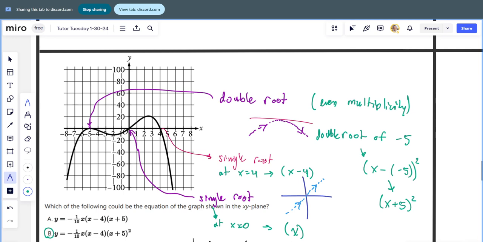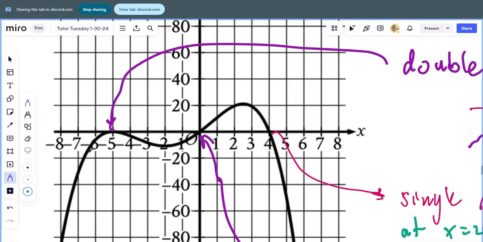We can tell if it's a single or double root based on how the graph behaves around that root. If you look at the point -5, the function approaches that root and then bounces back. It doesn't actually pass through. And that's typical of something that has a squared behavior, like (x plus 5) squared. Versus if it passes straight through, it's a single root, or at least has an odd multiplicity.